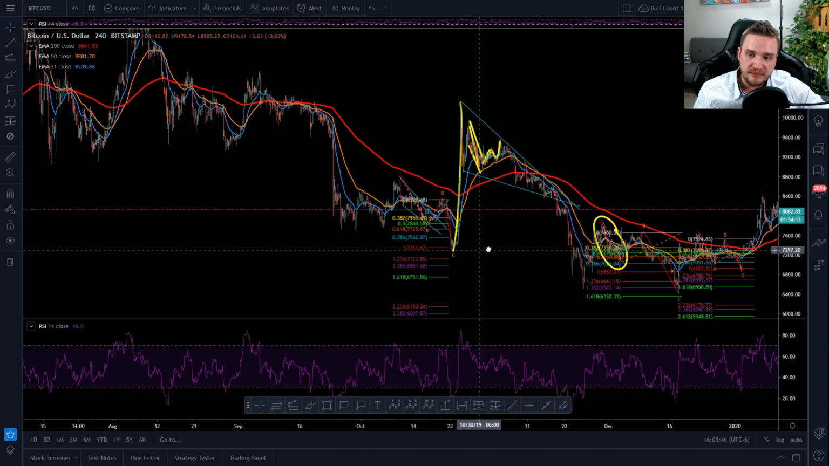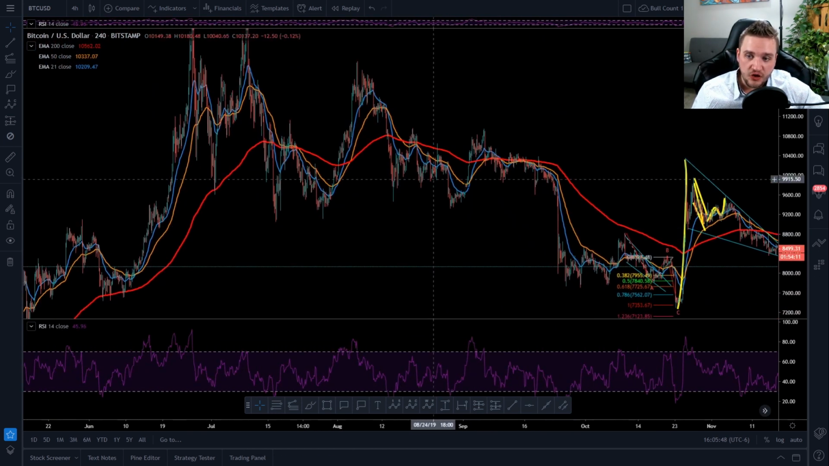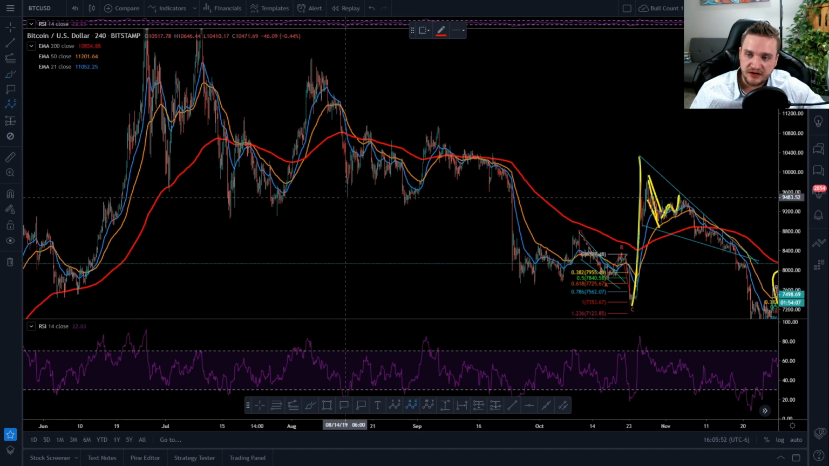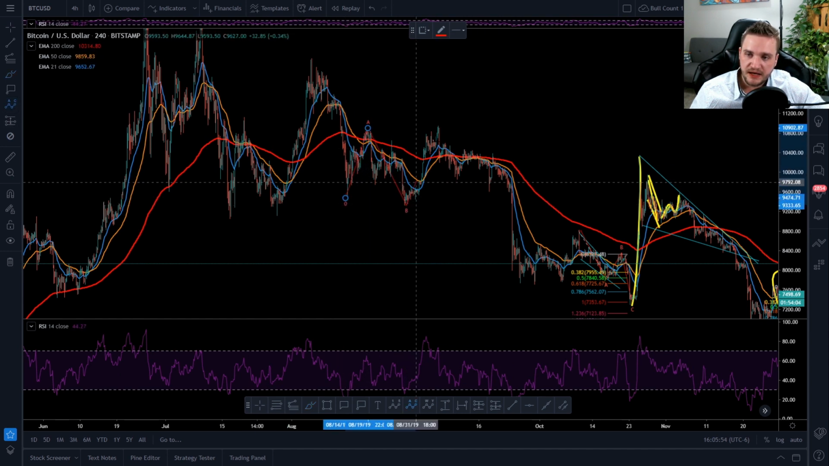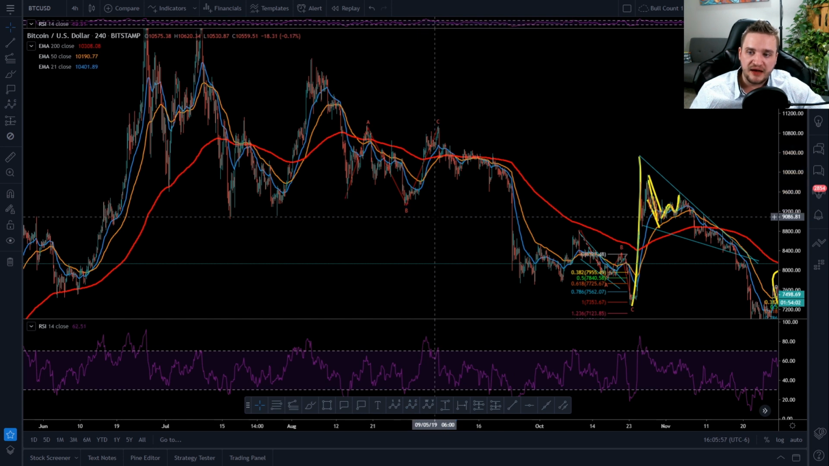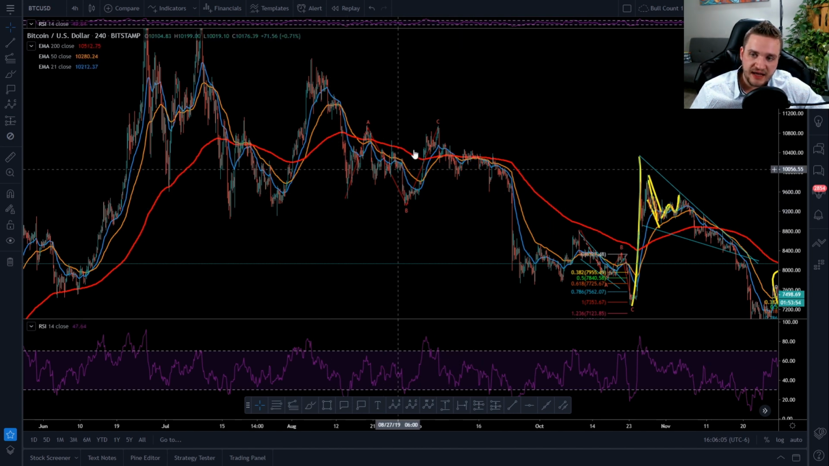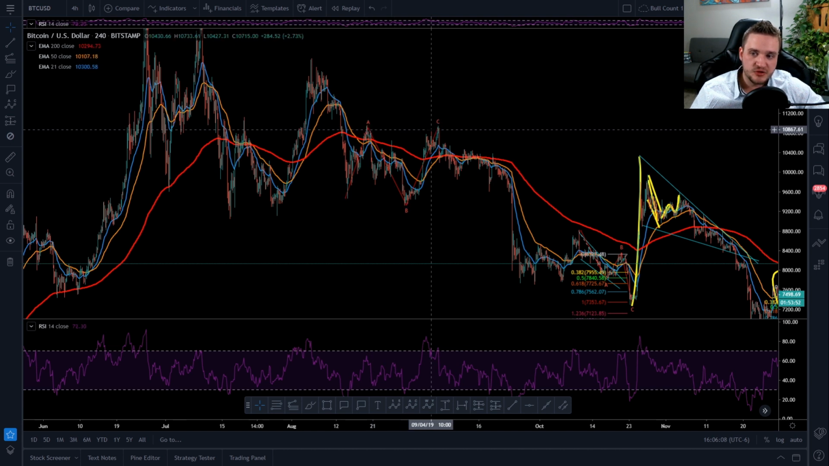Let's take a look at maybe just 2 more examples on a larger degree. For example, look at this ABC right here. This would be considered a running flat. Why would it be considered a running flat versus a regular flat? Because the B wave broke the start of the A wave there. And it's a running flat because we double topped. We did not surpass the end of our A wave there. So this is a running flat scenario here.